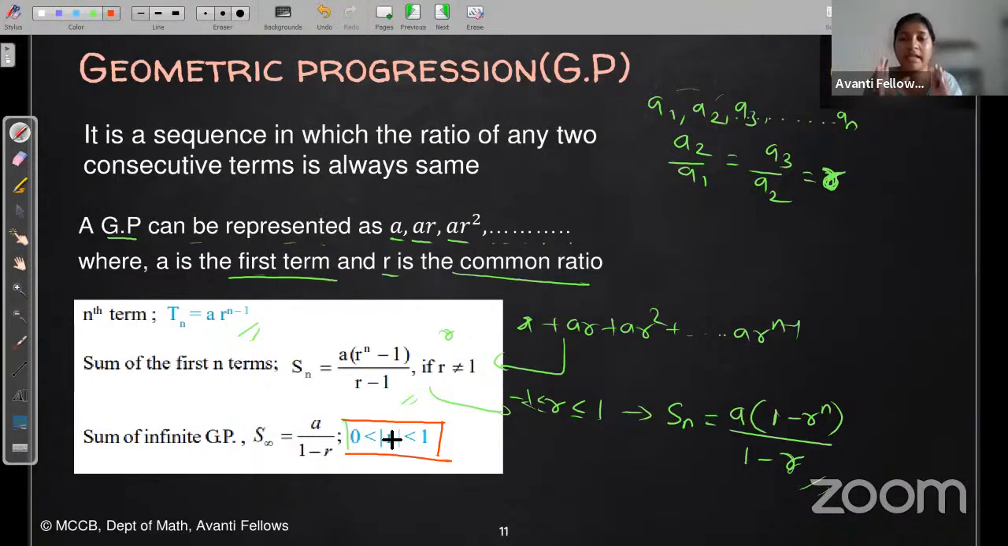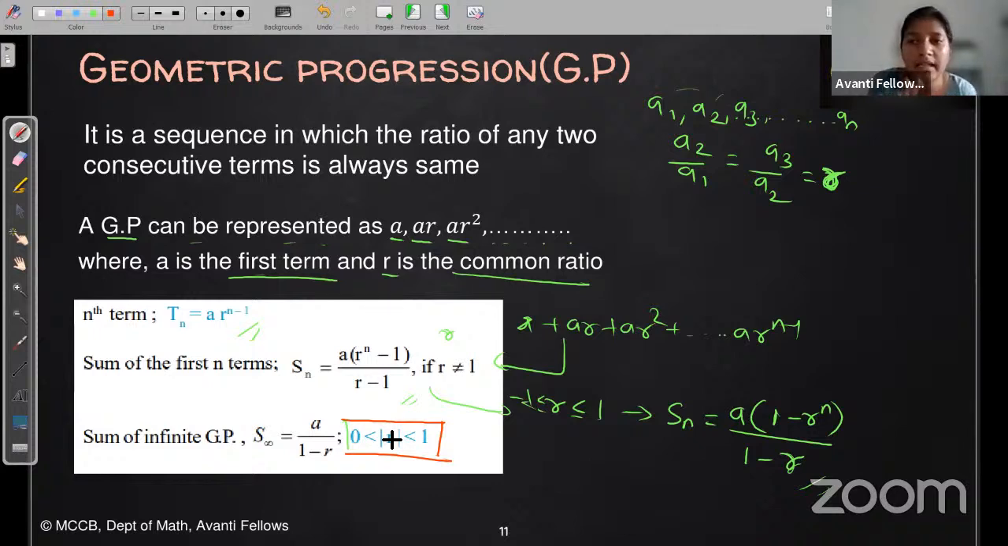It should be less than 1. By that I mean 1 by 2, 1 by 4, 1 by 8. Only in that case will we be able to find the sum of the infinite terms of the GP. Why is that so? Tell me. Why, only if R is less than 1, can we find the sum of the infinite terms? Why can't we find it for R greater than 1?